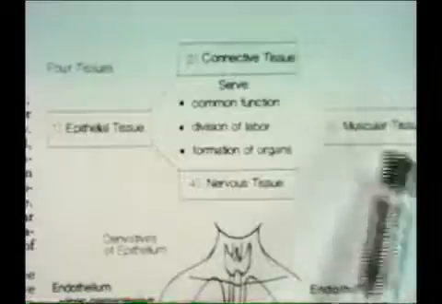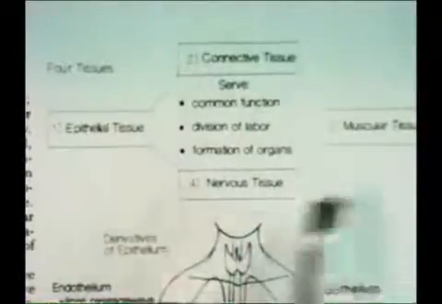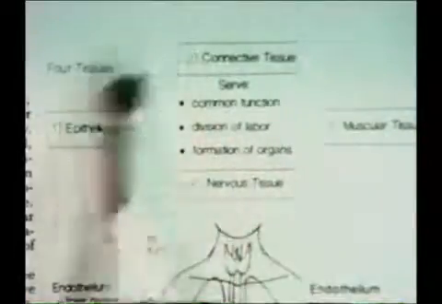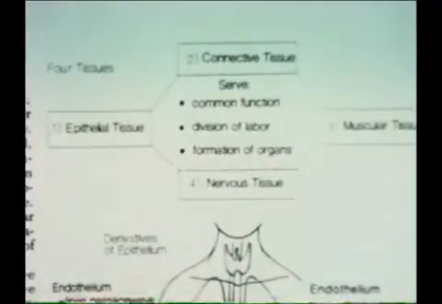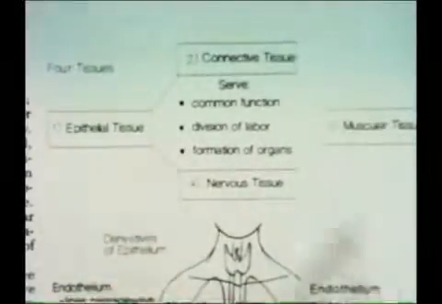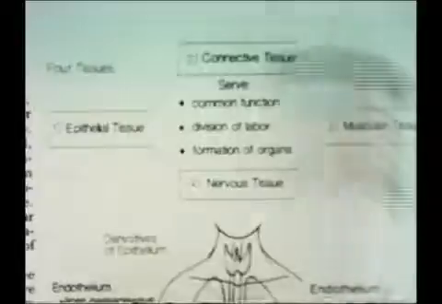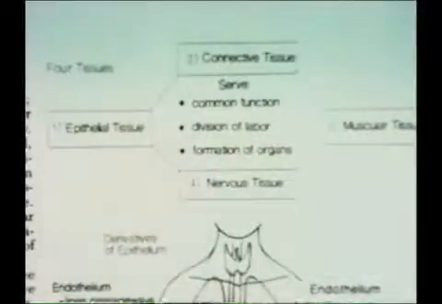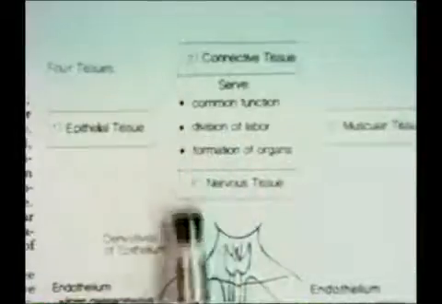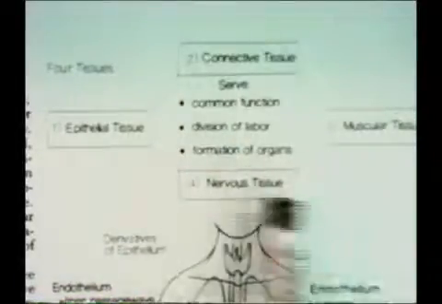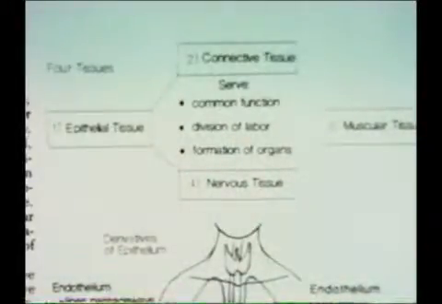Epithelial tissue, connective tissue, muscular tissue, nervous tissue. All these are the primary tissues. If I ask the question, what are the primary tissues? You should remember these, all four. And what are their functions? Each one will have a common function. Why the division of labor? You don't want all of them doing all the functions. Then nobody is doing a good job.